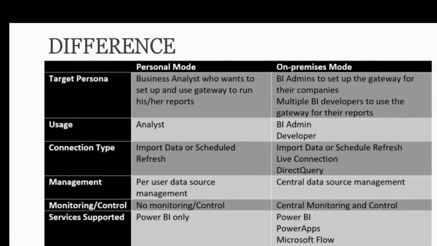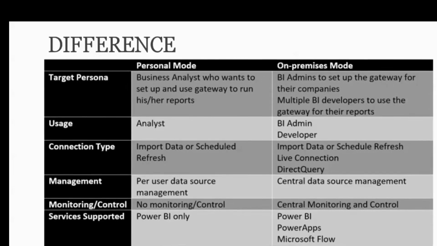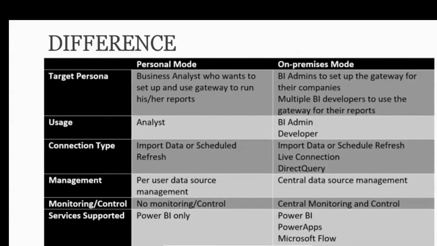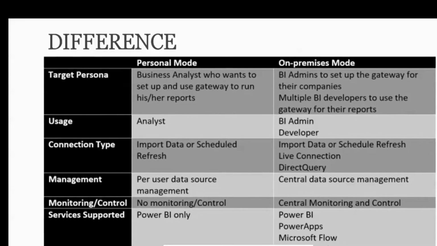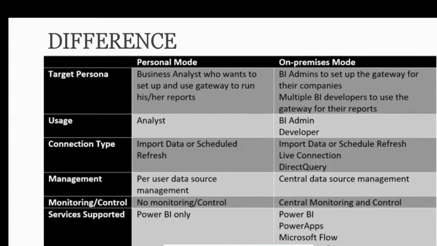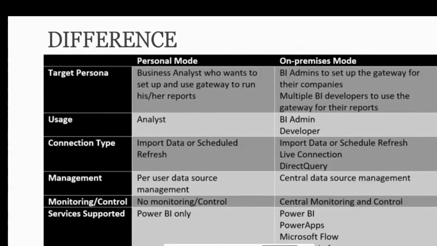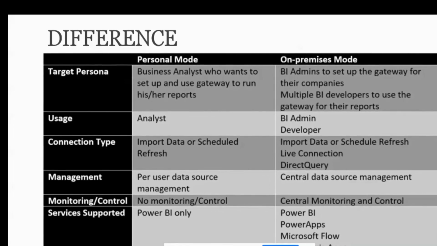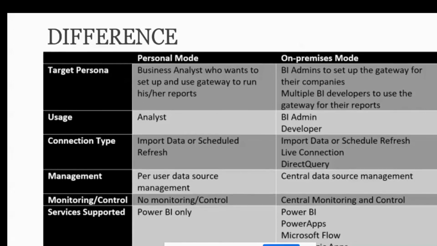You can see the target person or the usage here is the business analyst who wants to run the setup or who wants to use the gateway on his own system to build the reports, whereas in on-premises a BI admin developer will work on the on-premises mode or enterprise version where he has admin rights to access the database from the servers. Here the connection type is import data directly from the system or a scheduled refresh, whereas in on-premises you can also use the live connection or the direct query method.